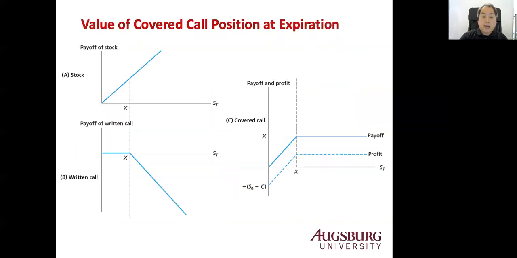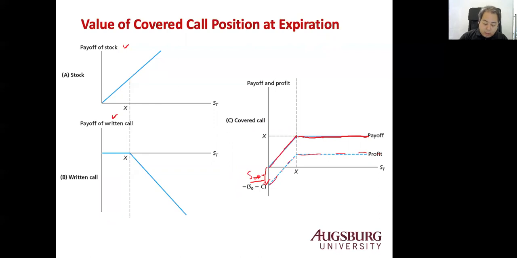If you see the graph, this is the payoff of the stock. This is the payoff of the call, right? If you combine them, the payoff keeps increasing up to the exercise price, and then you have the exercise price payoff when the call option is exercised by the holder. Your profit is basically S0 plus C, minus C actually. So your profit is like that.